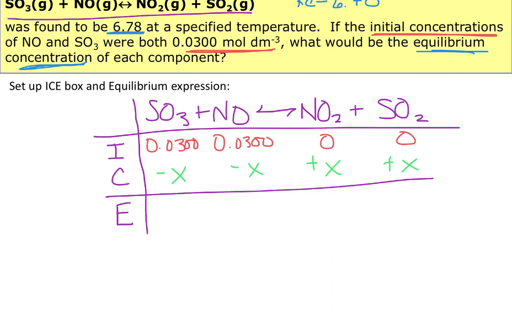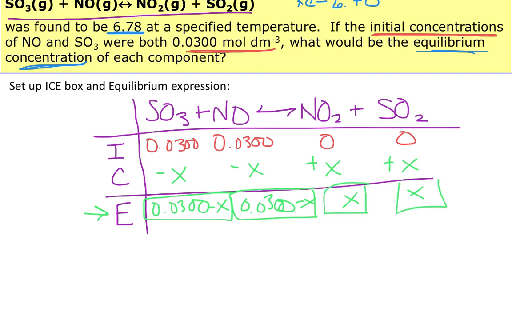What we're not given at all is anything for the equilibrium row. So we're going to need to put this together algebraically, where we can set this up on the reactant side to be equal to 0.03 minus x. So whatever the concentration at equilibrium for SO3 is would be equal to 0.03 minus x. Same for the NO. So both of those reactants are equal to 0.03 minus x. And then for the products, it's just 0 plus x, or just x for each of the products. So we have 4 concentrations at equilibrium, but written in relation to x.